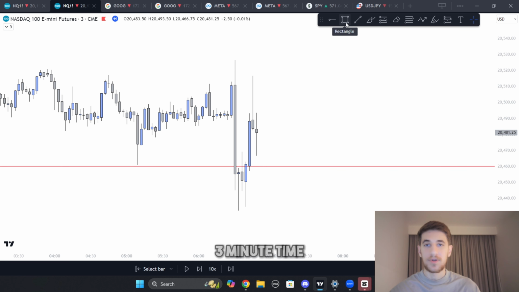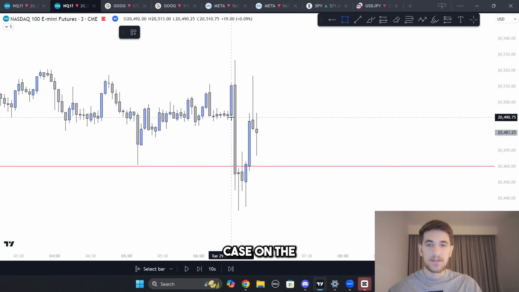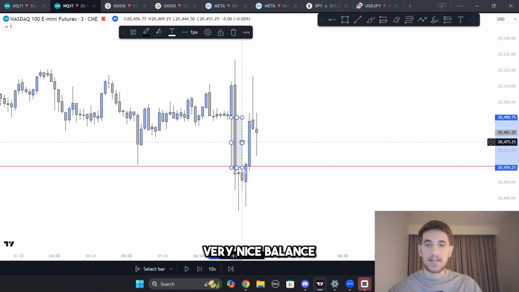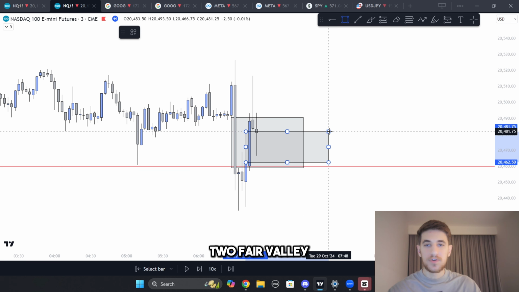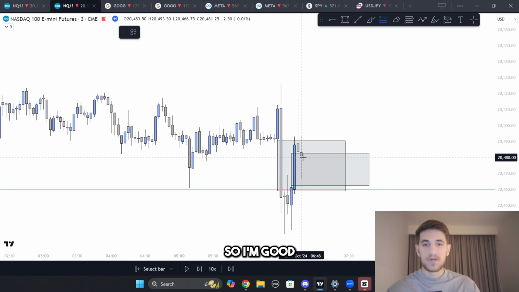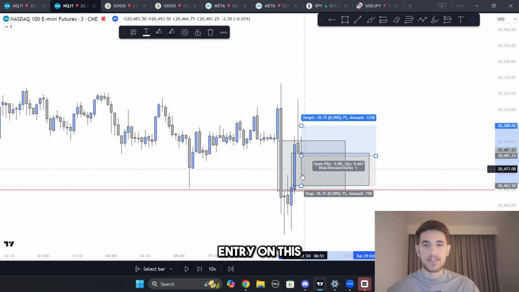So here we are on the 3-minute time frame, and just to be clear, you guys can use any time frame from the 1 minute all the way up to the 15-minute time frame for finding your entry model. So in this case, on the 3-minute, I see a very nice balanced price range, which is when two fair value gaps are overlapping each other. So I'm good to take my entry on this trade setup right here with a stop loss right under the low of the middle candle.